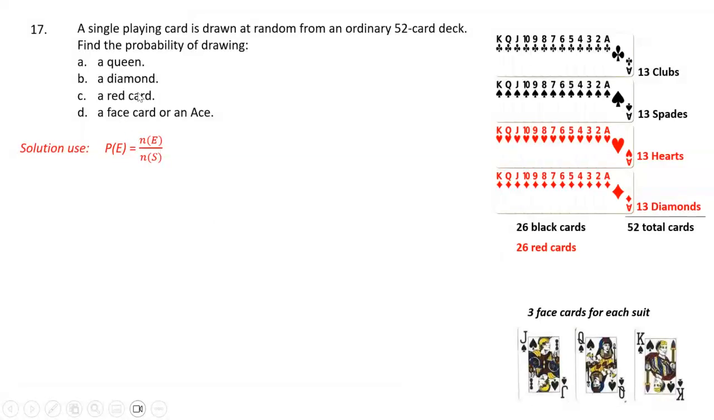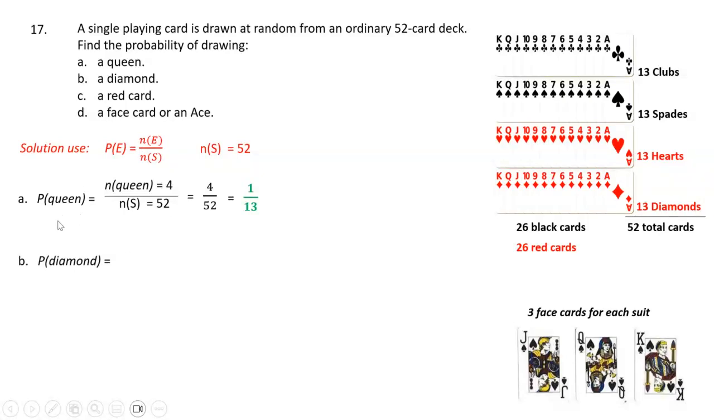Okay, so now let's answer the questions here. For part A, we know that the sample space will be 52. So everything on the denominator will always be 52, because that's my sample space. The probability to draw a queen: how many queens are there? There's 4 queens. So 4 over 52 will give us 1 over 13. That's the answer for part A.